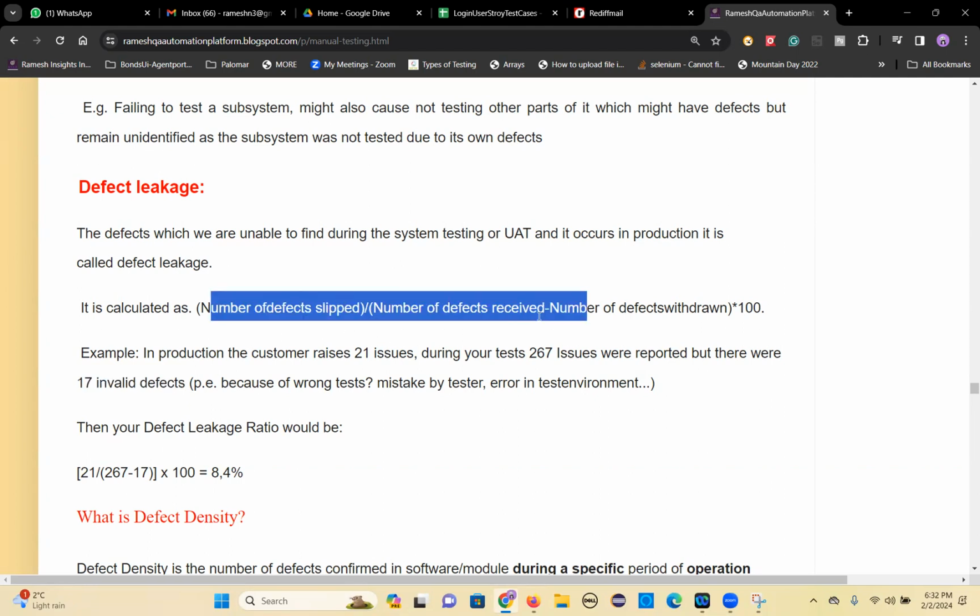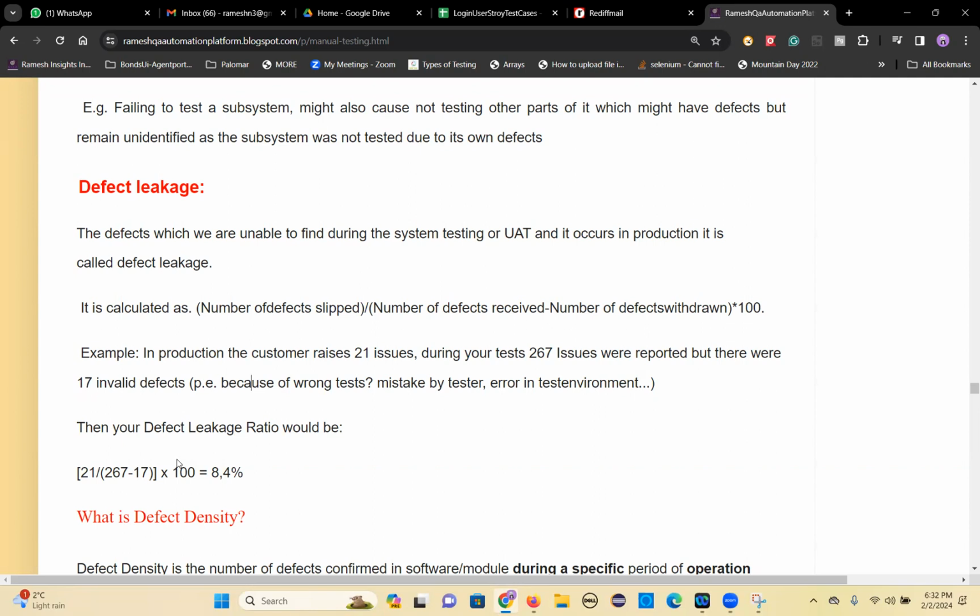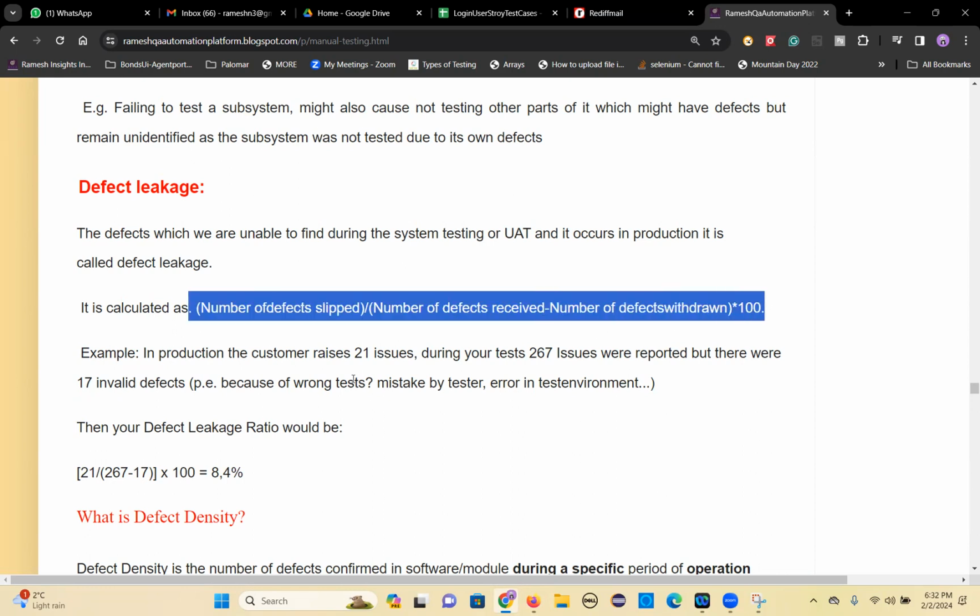So now apply this formula for this scenario. Number of defects slipped means these 21 issues. You didn't find them, the customer found them. That means you missed them, right? So 21 divided by the total defects you raised, 267. So 267 is the total number of defects received, 267 minus the number of defects withdrawn. Withdrawn means not valid, so 17, multiplied by 100, and you get 84% as the defect leakage. So this is the formula, you need to remember this.